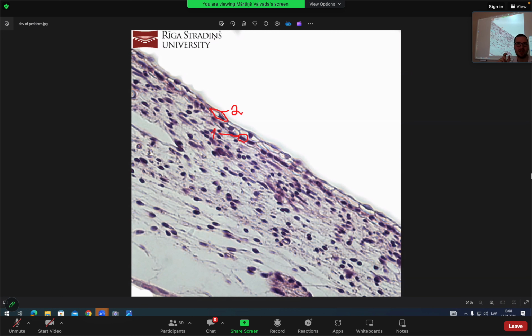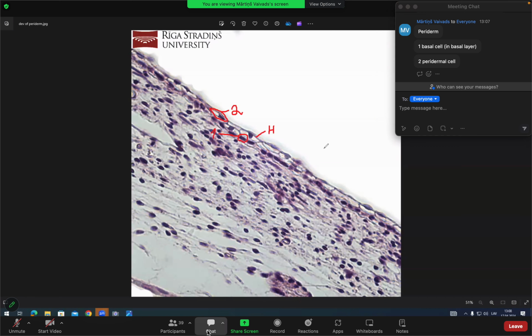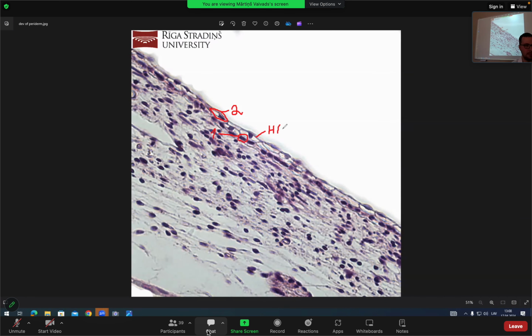Skin is very, very thin. So epidermis has only 2 layers, basal layer and periderm. And some of these peridermal cells are hypertrophic. I will put letter H. That's a hypertrophic peridermal cell. So it looks like a balloon. So it's basically becoming larger. This cell will die by apoptosis.